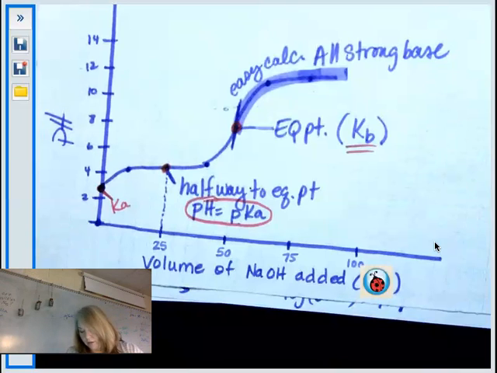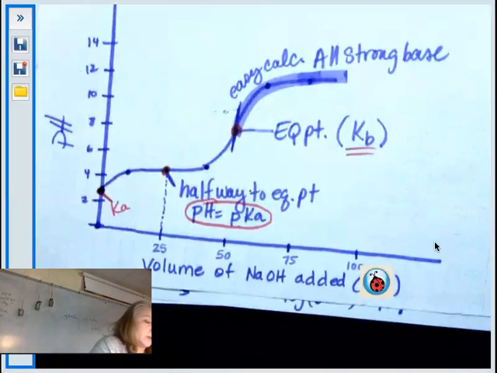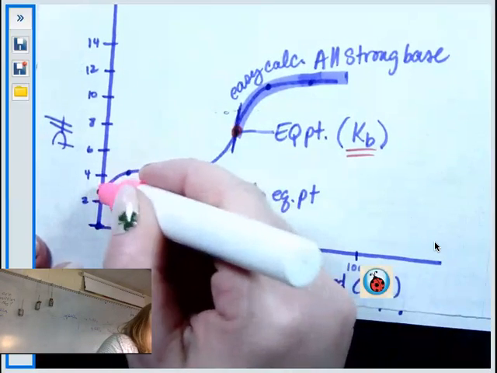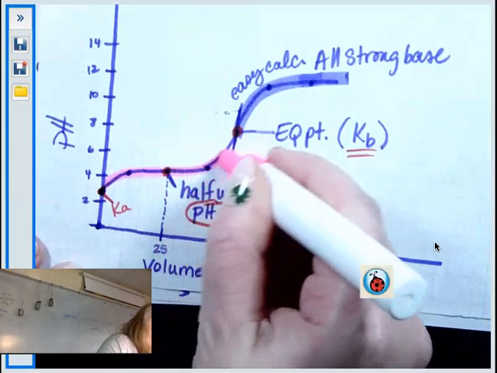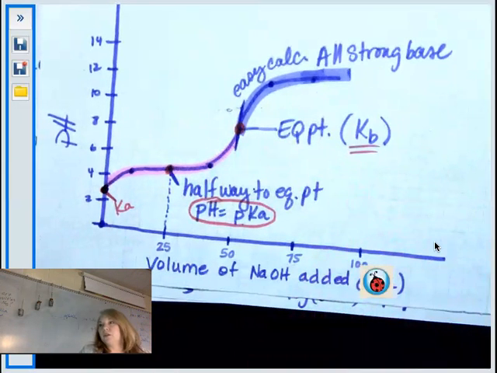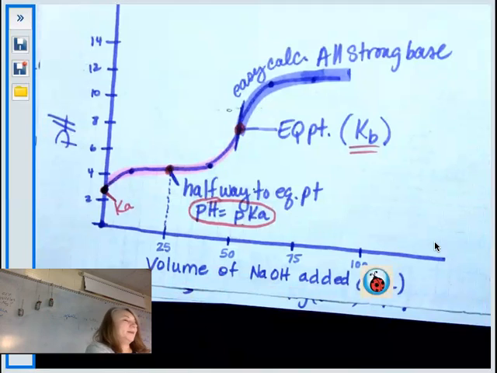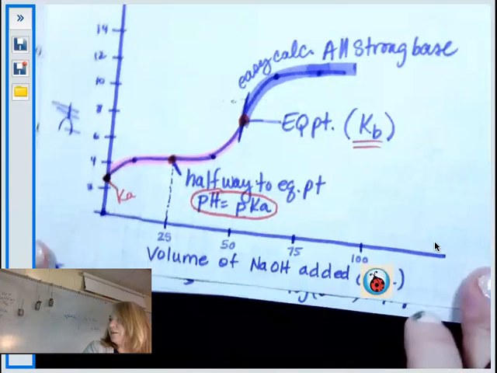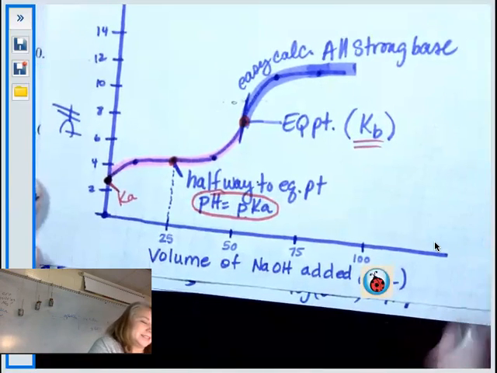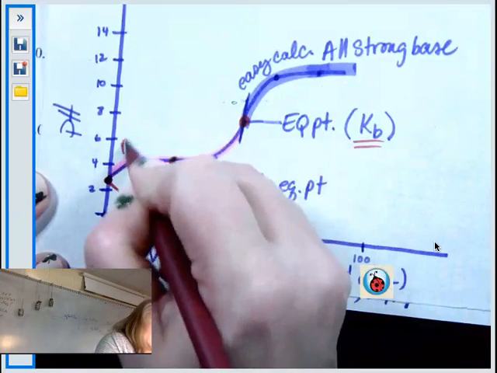Now, the cool thing is that all the way until you get right to the equivalence point, this area, you're in buffer land. So you can use the Henderson-Hasselbalch equation. Well, it was pink, and it looks very colorful over here on my paper, but apparently it doesn't look very colorful up there. All right, so you're in buffer land.